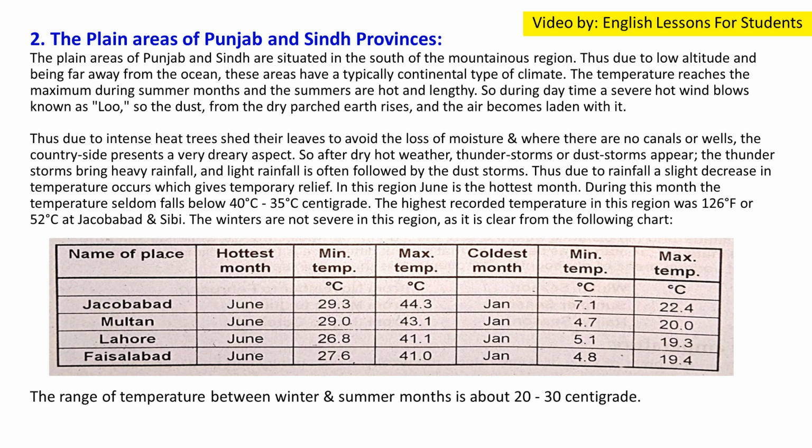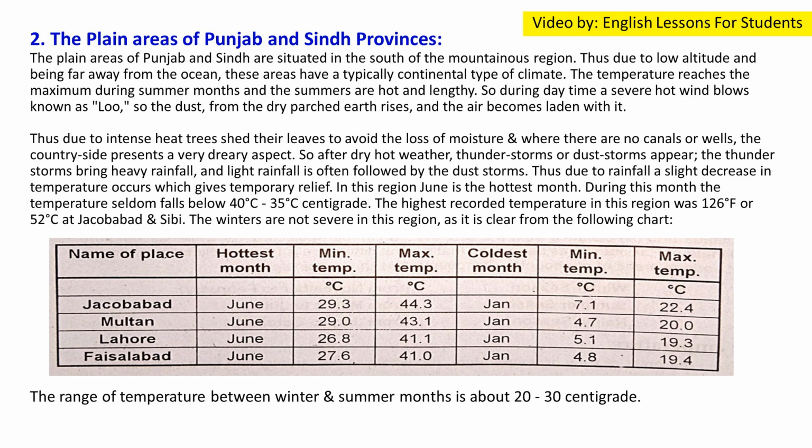Number 2. The plain areas of Punjab and Sindh provinces. They can be called lowland climate. The plain areas of Punjab and Sindh are situated in the south of the mountainous region. Thus, due to low altitude and being far away from the ocean, these areas have a typically continental type of climate. The temperature reaches the maximum during summer months, and the summers are hot and lengthy.